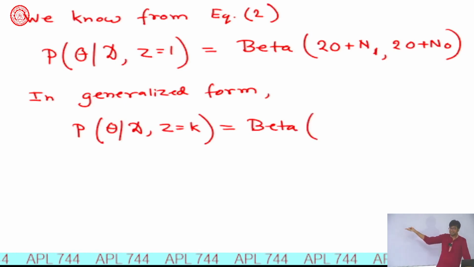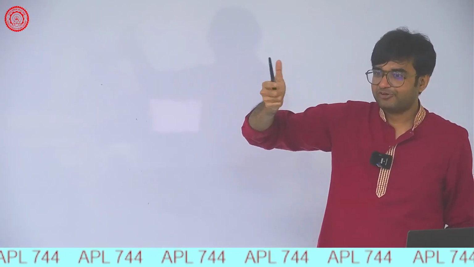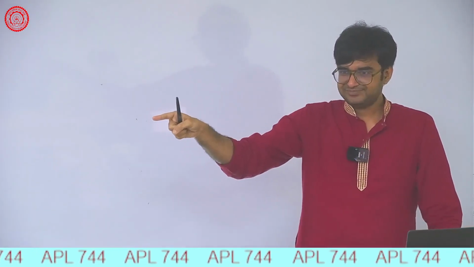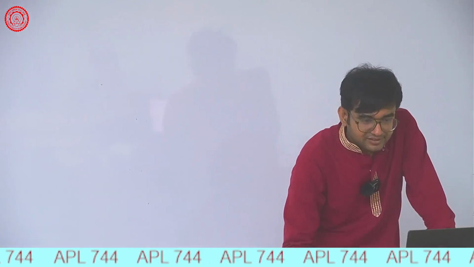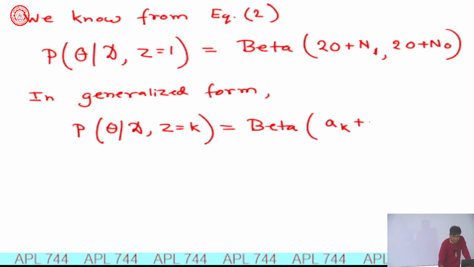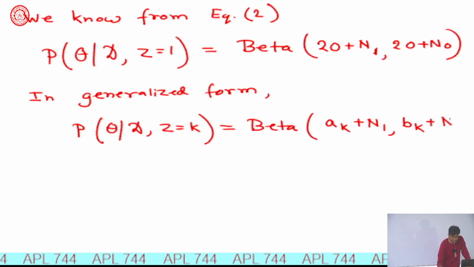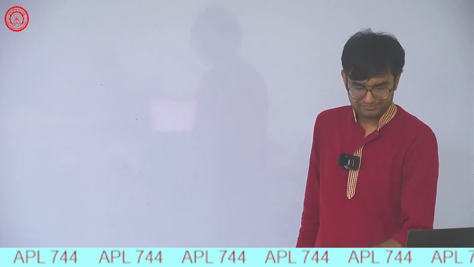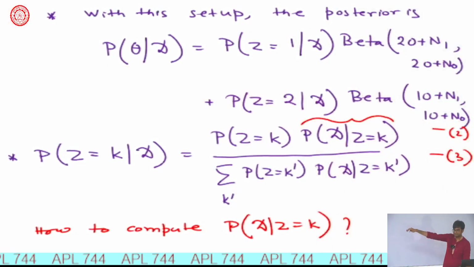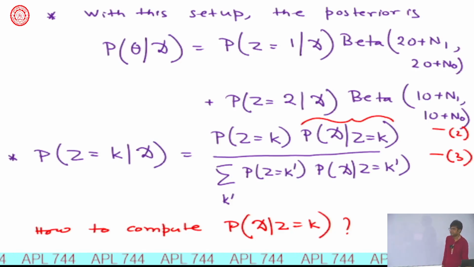Now, this 20 is nothing but your prior component corresponding to z equal to 1, right. So, that is A, our notation is A. So, I will call it AK plus N1 comma BK plus N0. So, when k is equal to 1, my AK is equal to 20, BK is also equal to 20. When k equal to 2, my AK is equal to 10, BK is also equal to 10, that you get from equation number 2. From equation number 2 you get that, right.